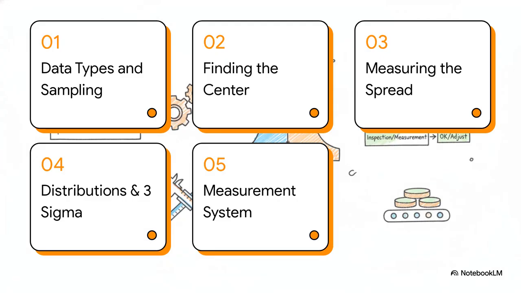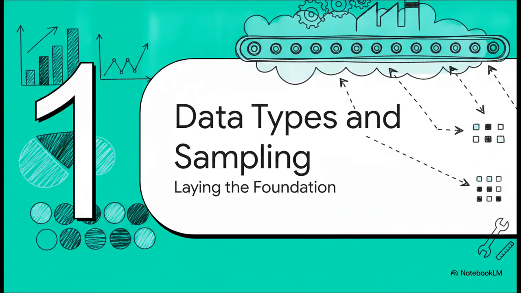Here is our roadmap for today. We'll quickly cover data types and sampling, finding the center, measuring the spread, distributions and the 3 sigma rule, and finally, trusting your measurement system. All right, part 1, data types and sampling.